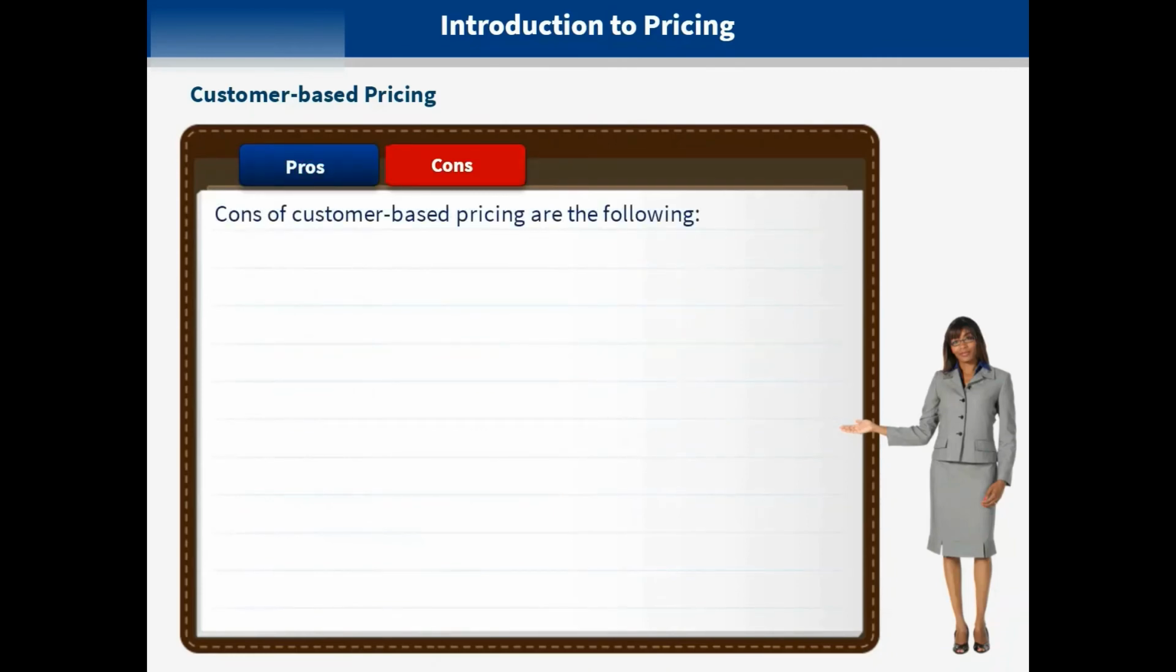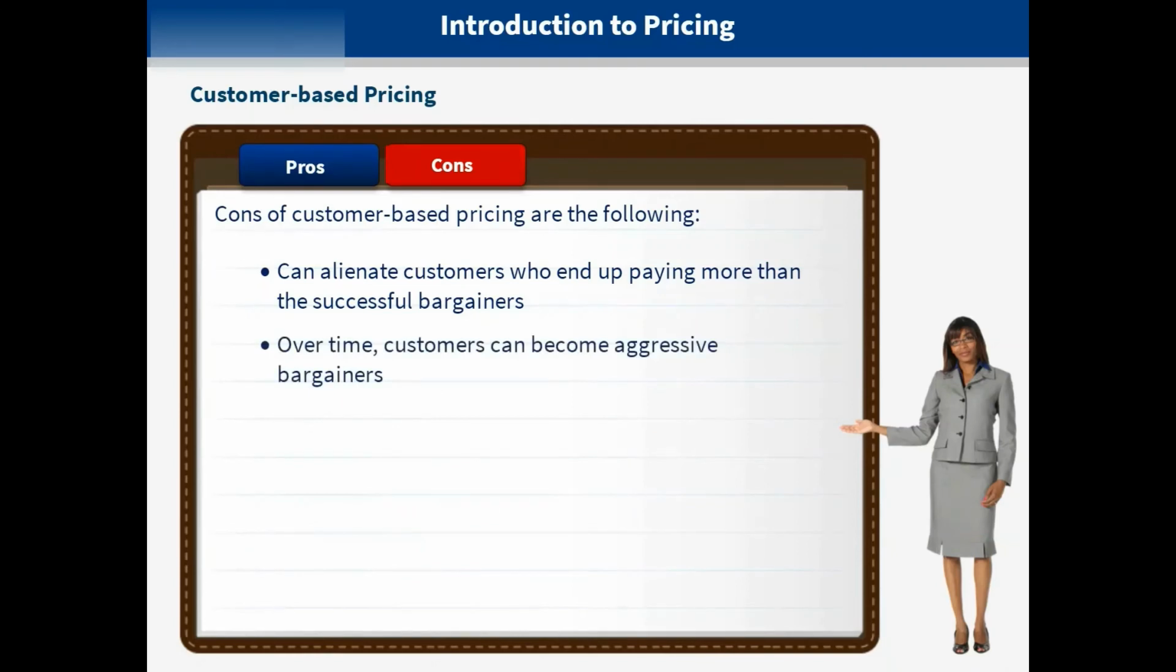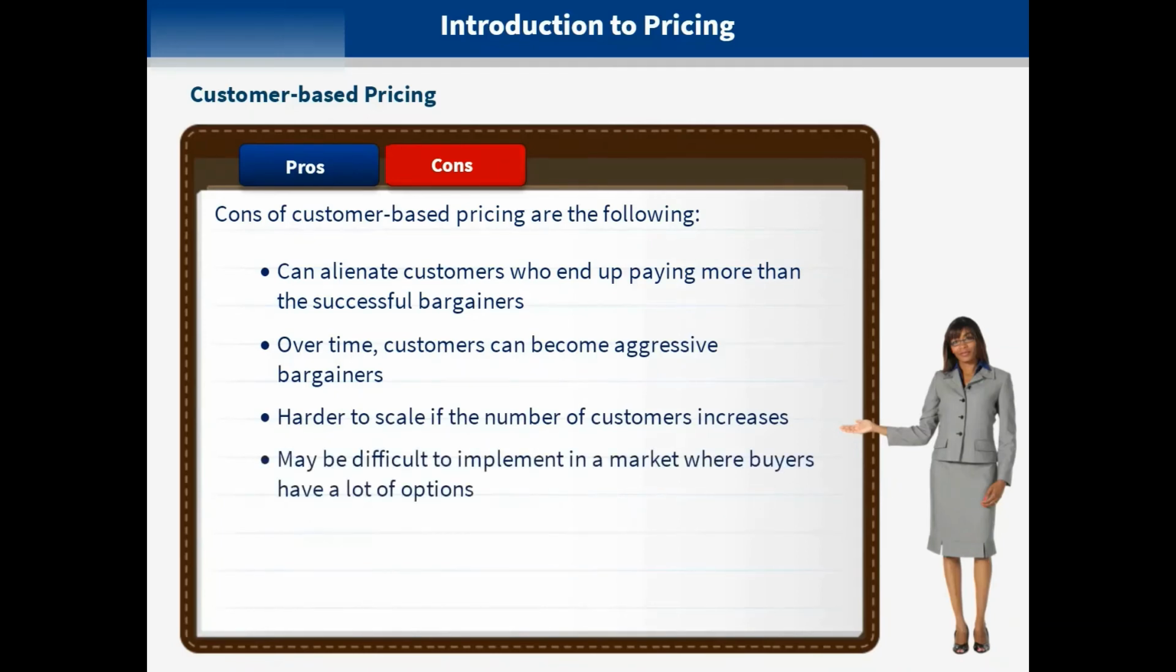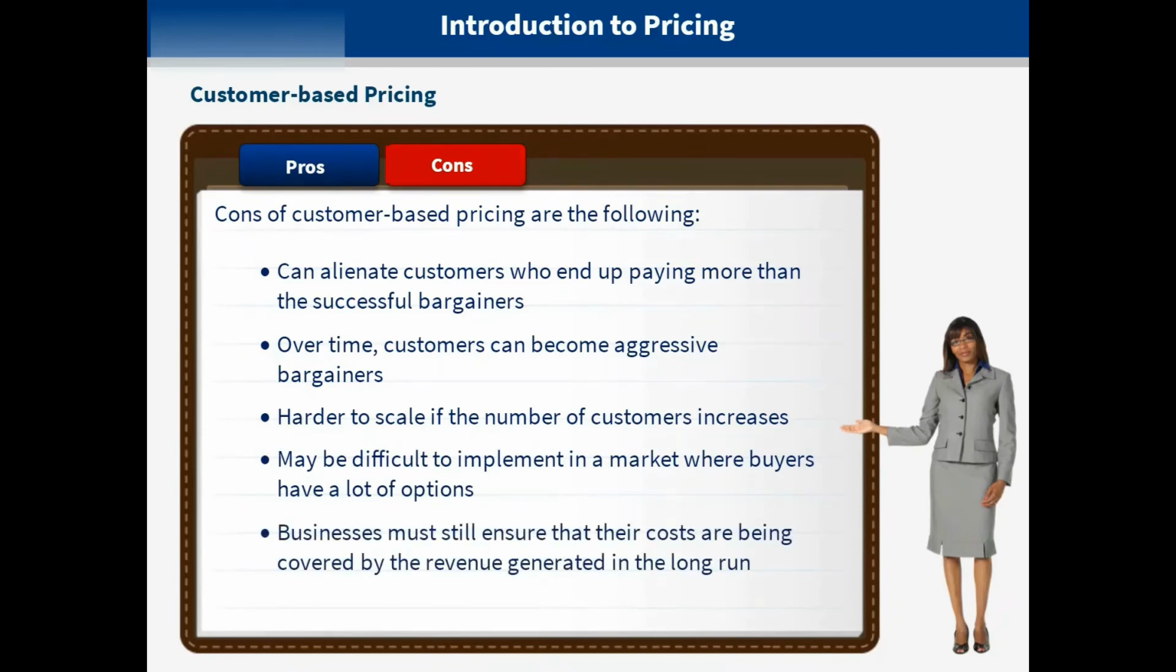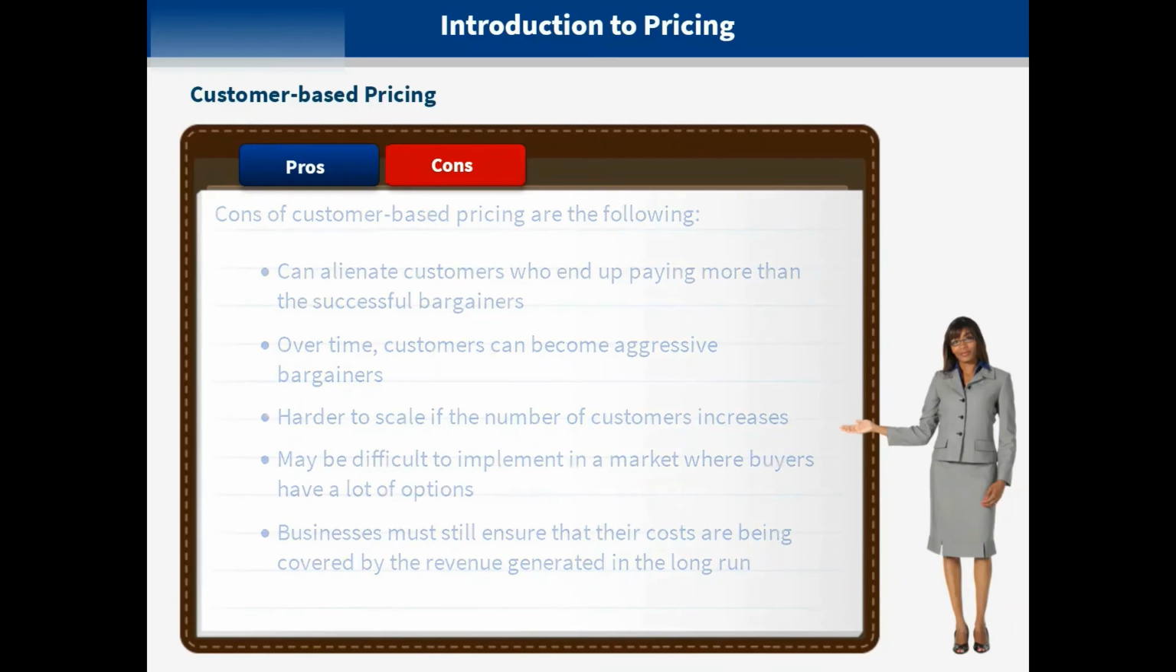Customer-based pricing has the following disadvantages. It can alienate customers who end up paying more than the successful bargainers. Over time, customers can become aggressive bargainers. It is harder to scale if the number of customers increases. It may be difficult to implement in a market where buyers have a lot of options. Businesses must still ensure that their costs are being covered by the revenue generated in the long run.